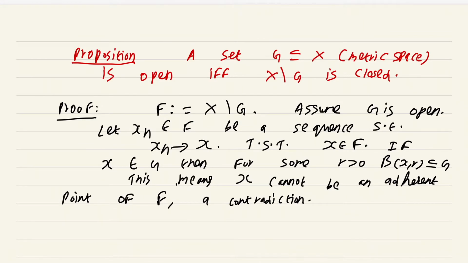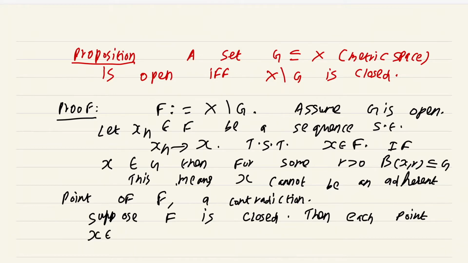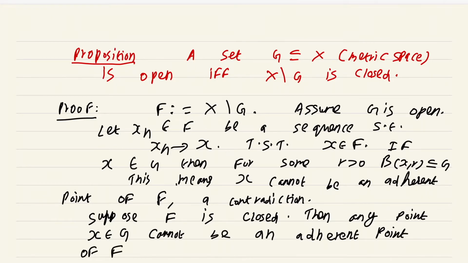Now suppose F is closed. Then any point x in G cannot be an adherent point of F, because F and G are complements of each other.